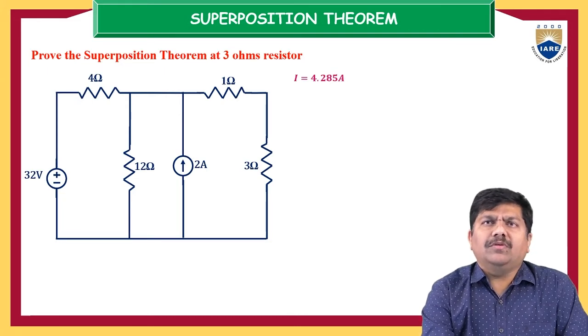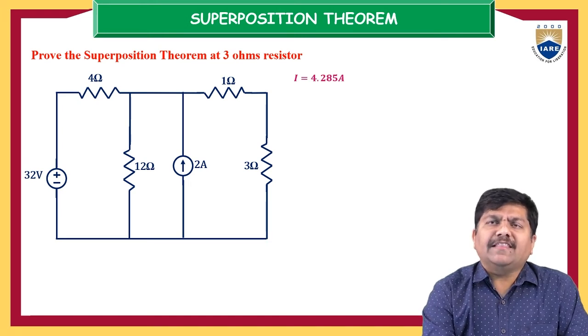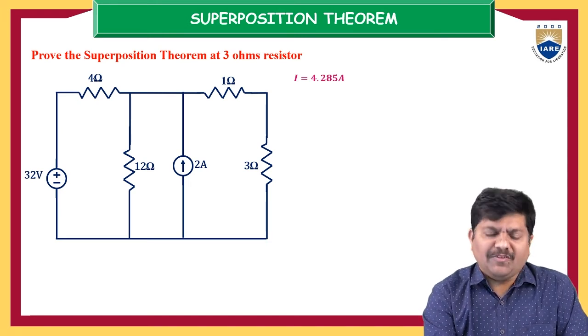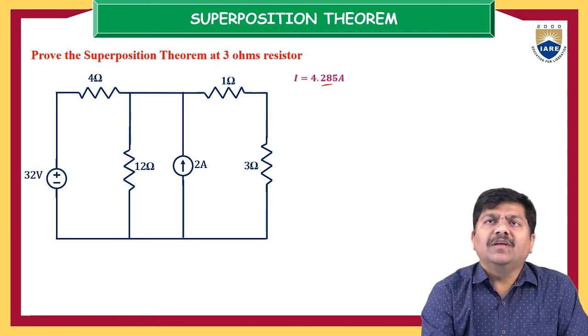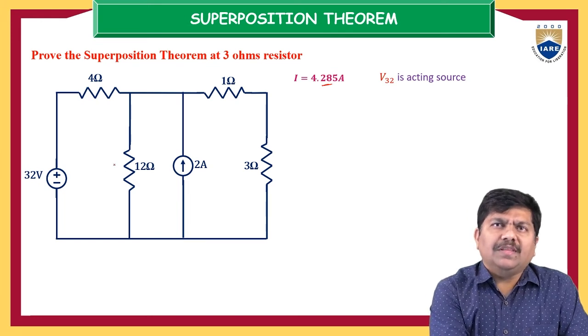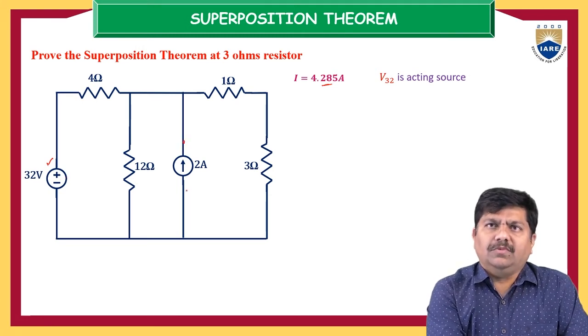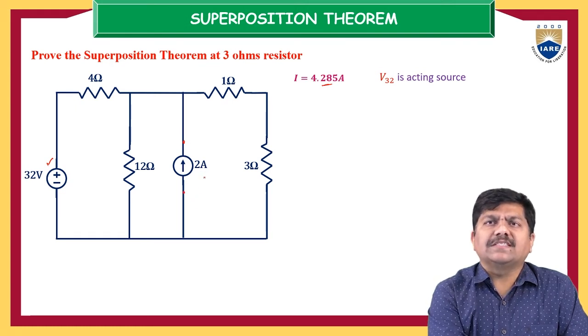So I am going to prove the superposition theorem, and finally the response at the 3 ohm resistor must be equal to 4.285 amps of current. So this is the value. Let me verify here. First, I am going to assume that this voltage source is active. If this voltage source is active, then what about the other source here? We have to represent the equivalent of this 2 amps with respect to some internal resistance, so this current source can equivalently be represented as an open circuit.